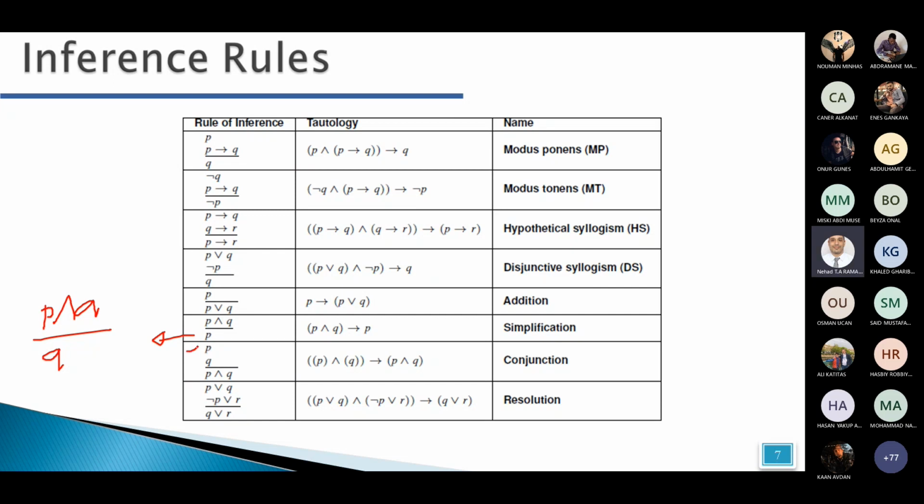Conjunction rule. If I give you premise P and premise Q, this means P and Q true. The sun comes from the east, and I can give you another statement, for example, the sea is salty. So you can say the sun comes from the east and the sea is salty. If the two premises are true, then you can connect them using and.